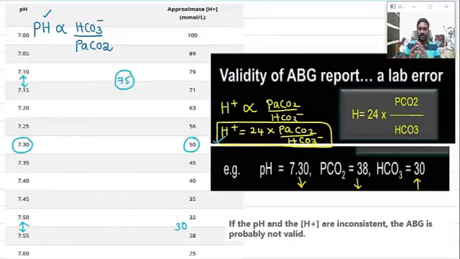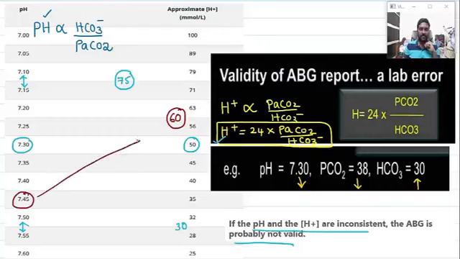After using this table, if the pH and the H plus are inconsistent, the ABG is probably not valid. If pH and H plus are inconsistent, the ABG is not valid. For example, suppose I have calculated the H plus and got somewhere around 60. Then pH should be 7.20 to 7.25. But in the question they have given pH as 7.45. So this is inconsistent, and mostly it is a lab error.